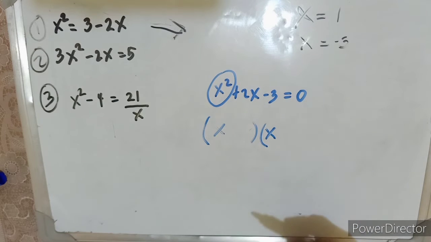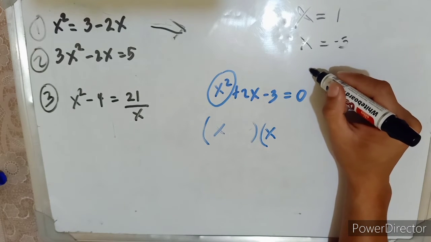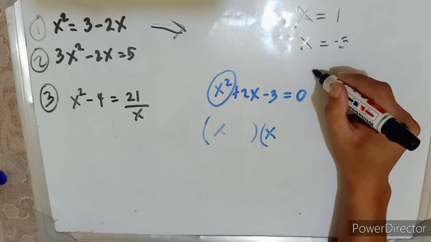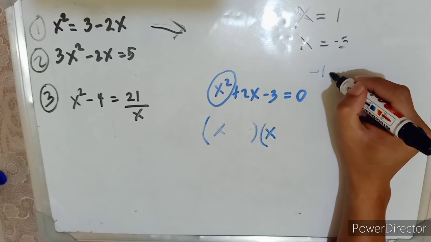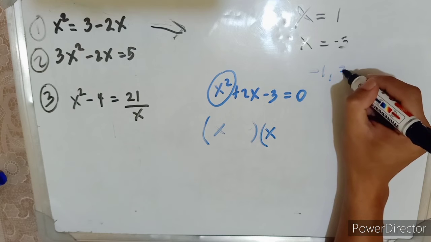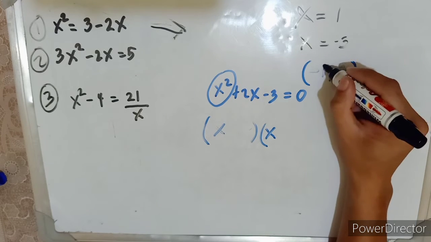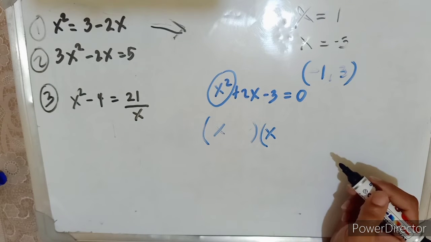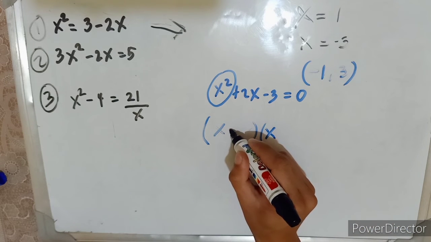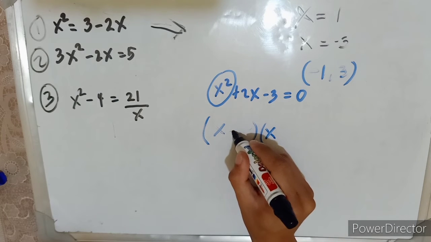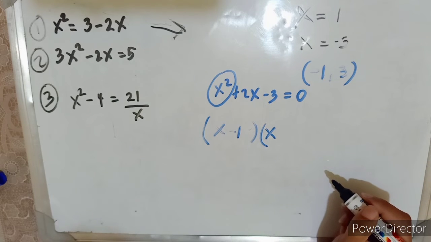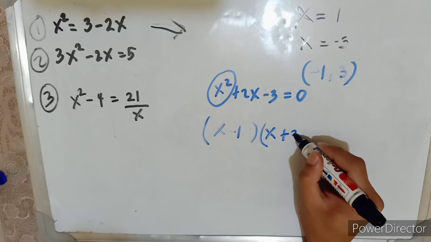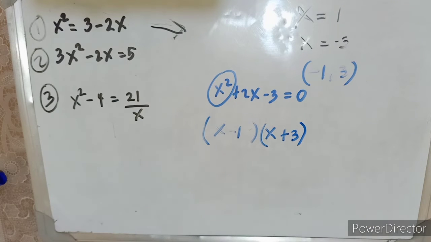Okay, then, the next step is, mag-isip ulit ng dalawang factors na kung saan kapag pinag-multiply mo, ang answer is negative 3. So, ano po yung dalawang factors na pwede? So, either negative 1 and positive 3. Okay? Negative 1 times 3, the answer is negative 3. Okay? So, substitute muna siya dito guys. Pwede ko siyang gamitin sa x minus 1. Okay? Then, we have x plus 3.